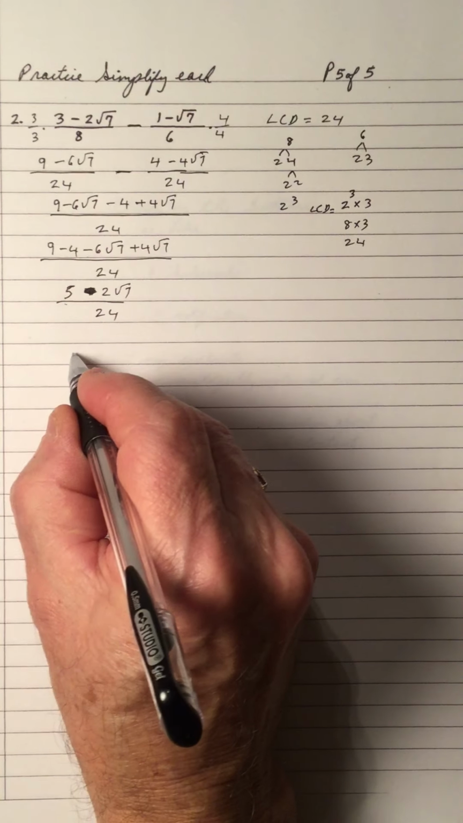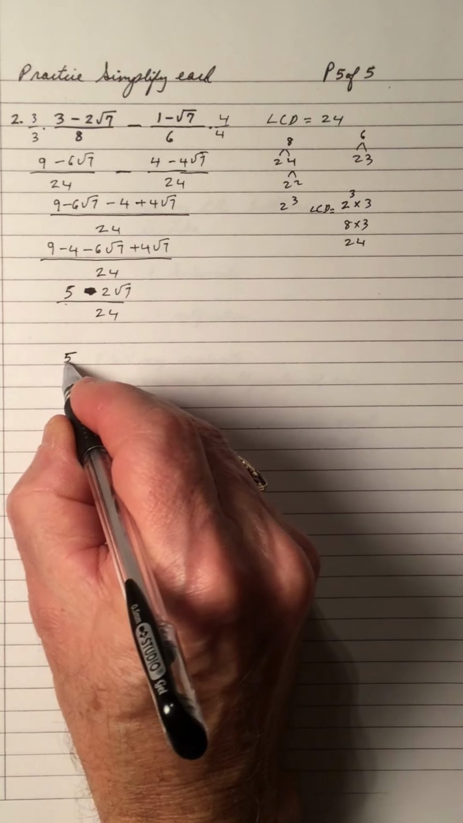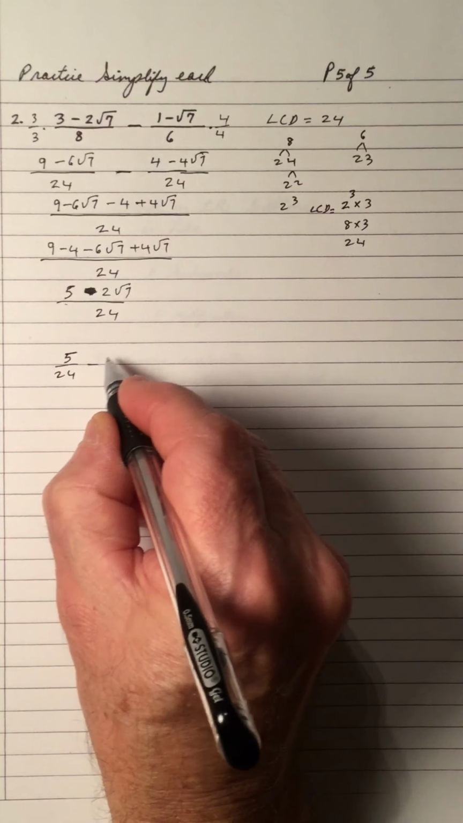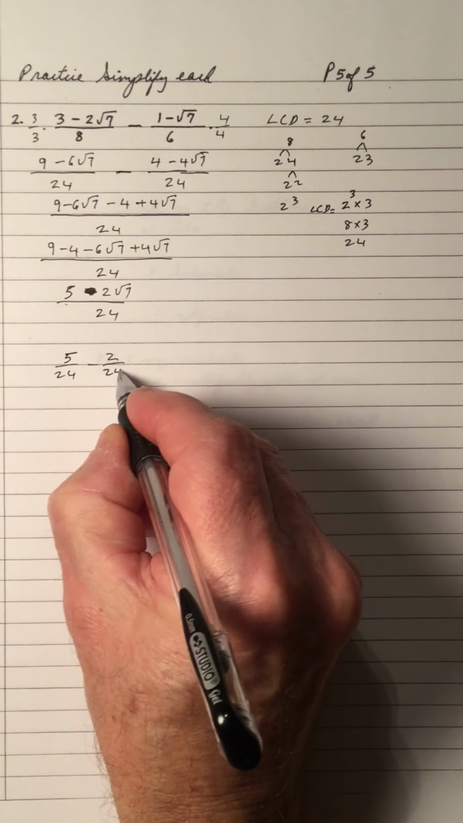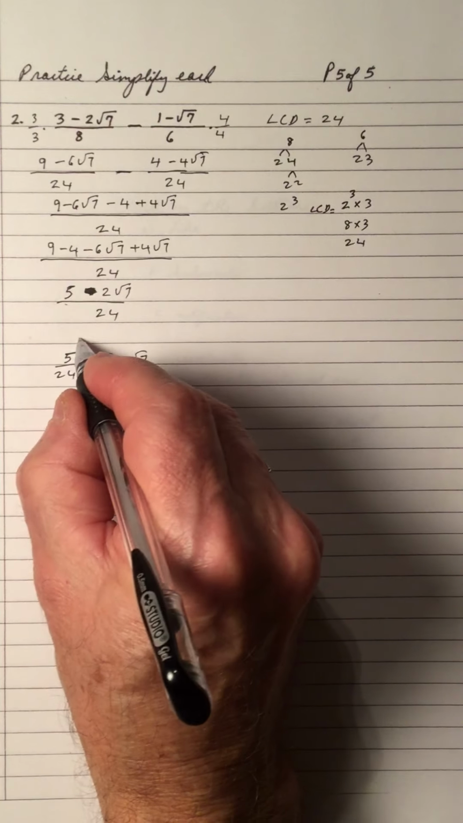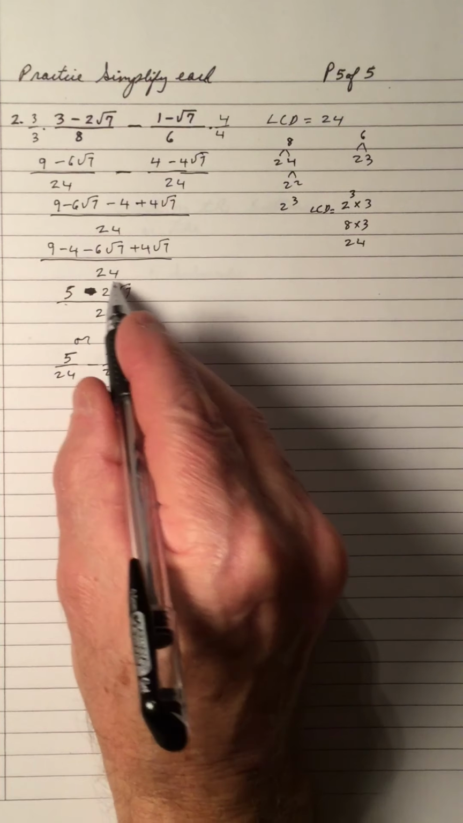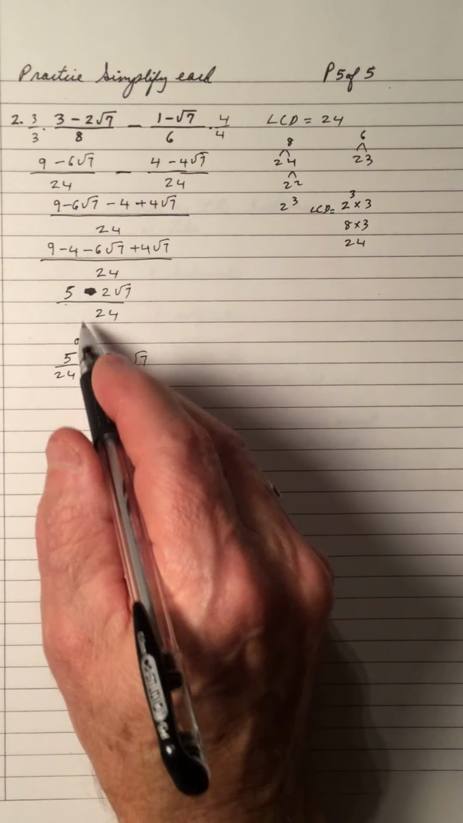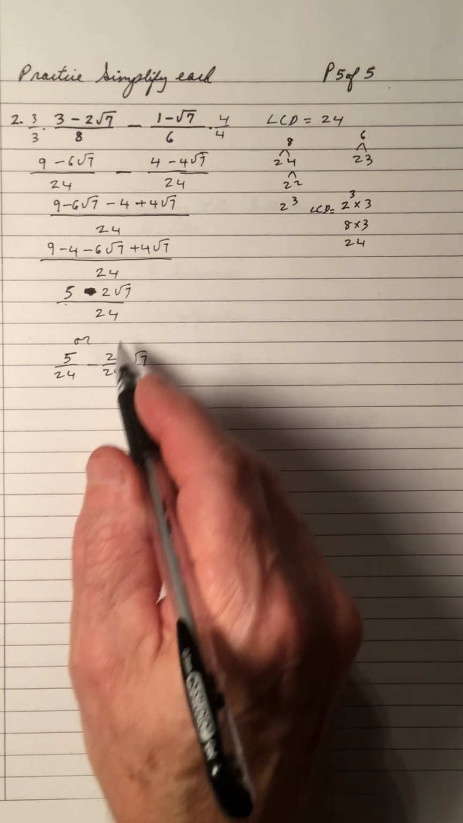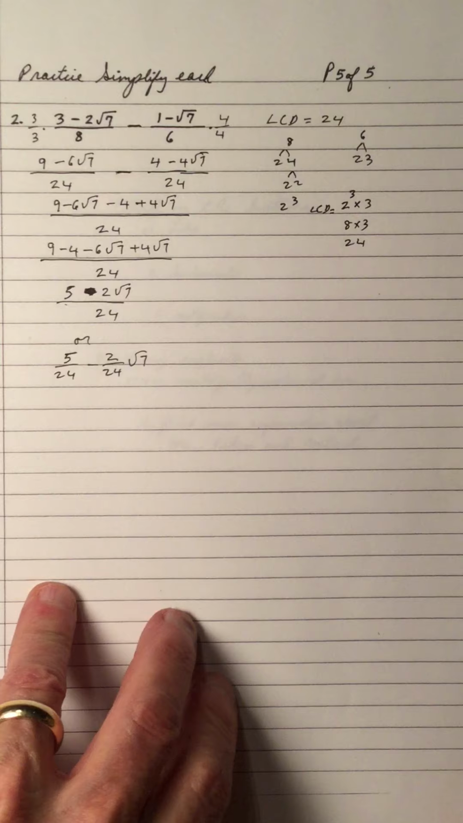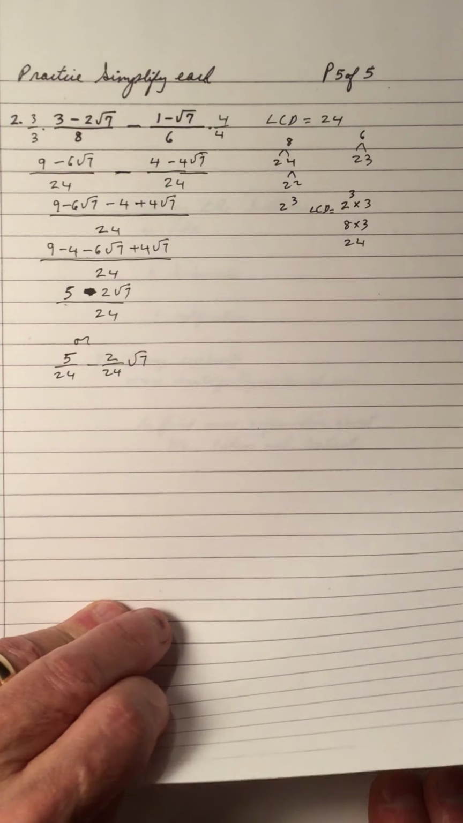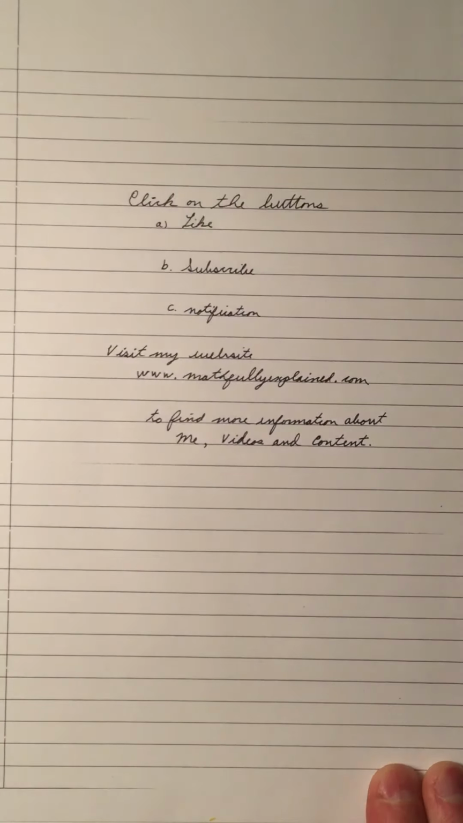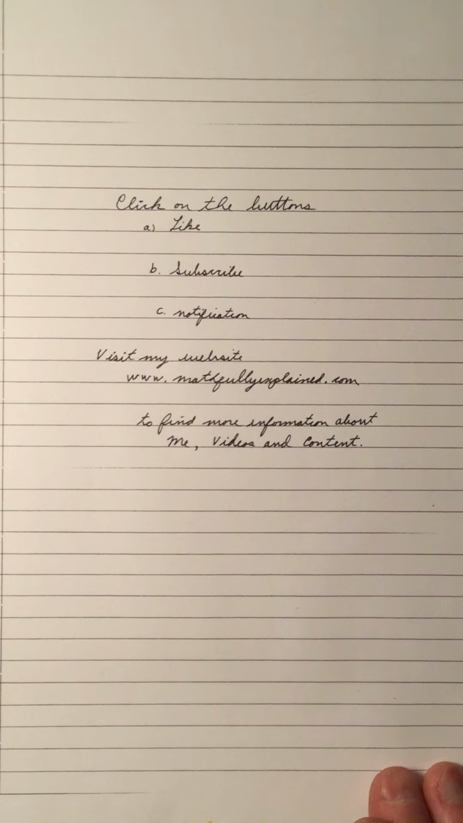And if I want, I could go 5 over 24, subtract 2 over 24 root 7. So here's one complete fraction, or you can write it as 24 into both of these, and it's either or for your answers. So practice adding radicals with a common denominator.